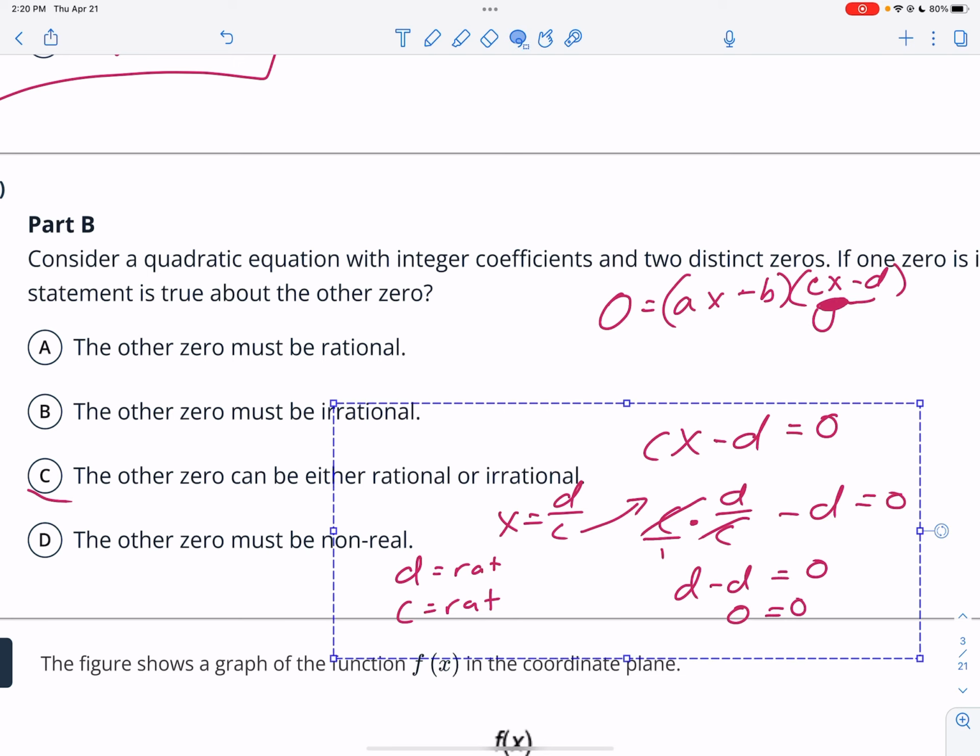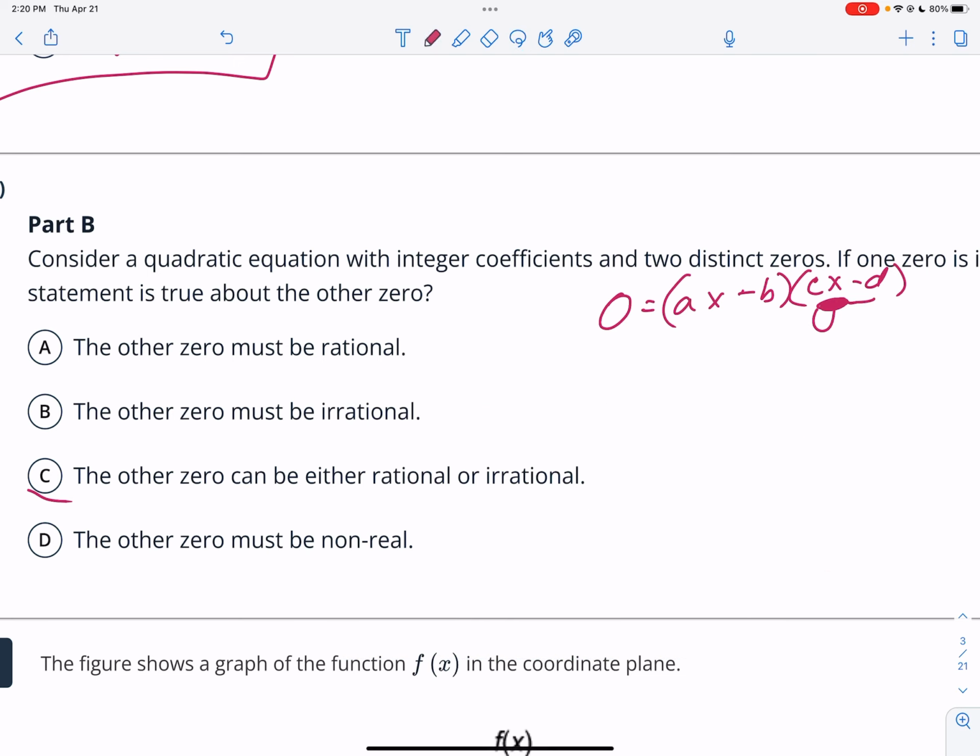Now imagine a circumstance where x is an irrational number. Same thing, we're going to end up using x. No matter what happens, this works. x equals d over c. This is rational, which means that the only thing that's making it irrational is that.